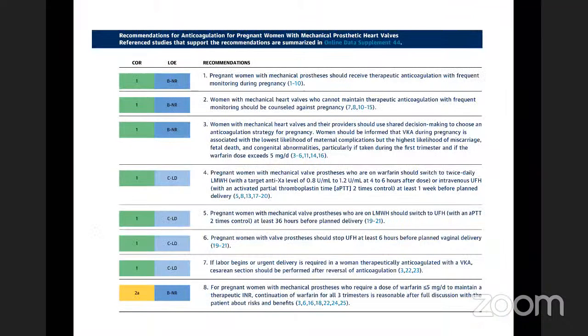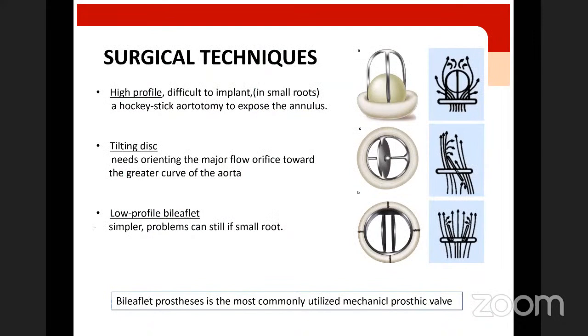This is the AHA anticoagulation recommendation we just spoke about in the previous slide. All right, surgical technique. AVR with mechanical prostheses has always been described as a straightforward procedure. I'll try and go through it quickly. I'll focus on a few important points that should require our attention.